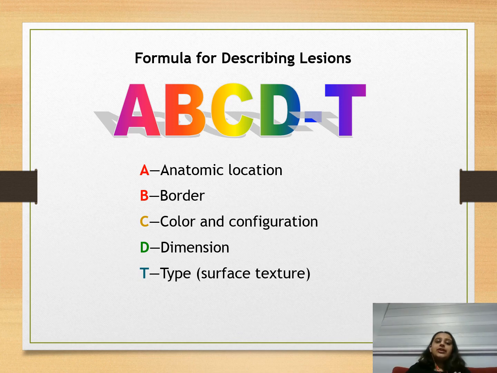This should be pretty standard on how you note down your notes. So anytime you see something irregular, this A, B, C, D, T rule you want to follow for external and internal as well.